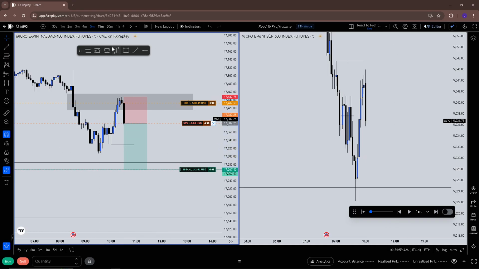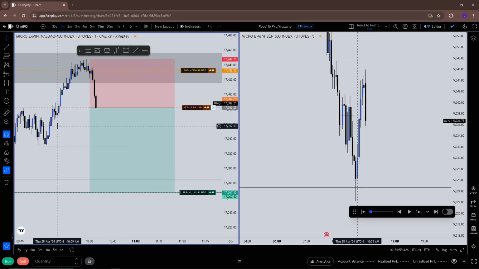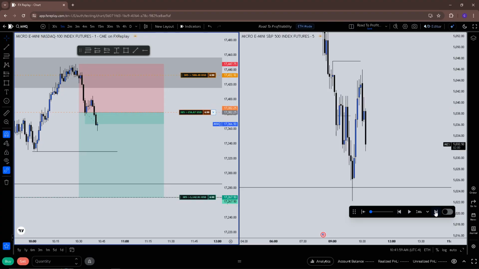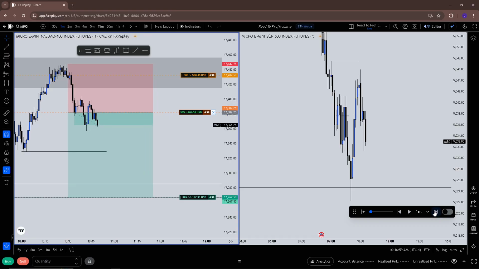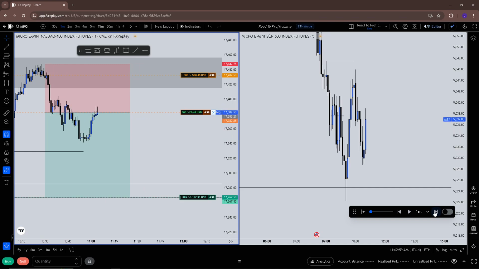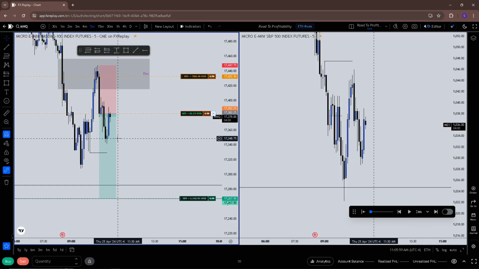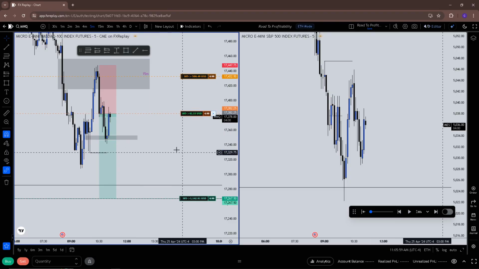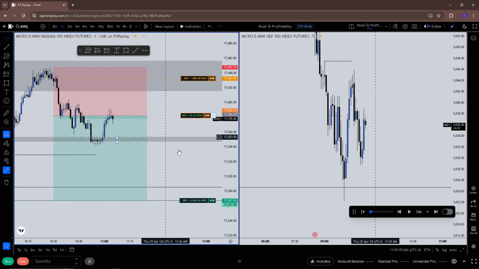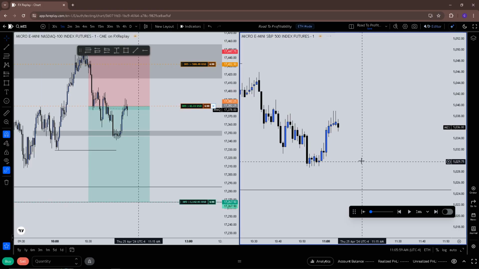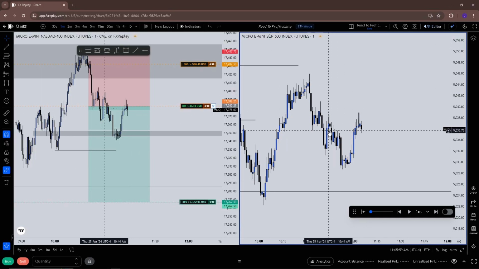I like this. I'm delivering off this 5 minute. Bearish SMT.